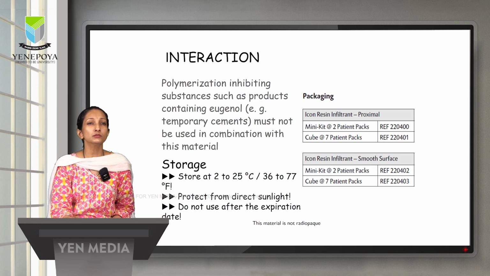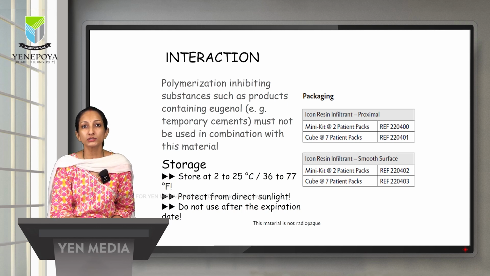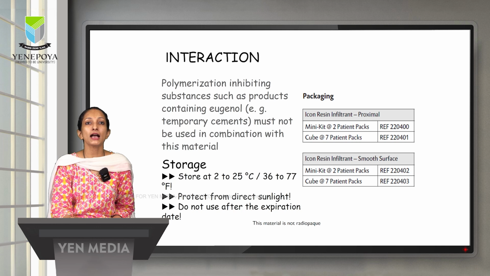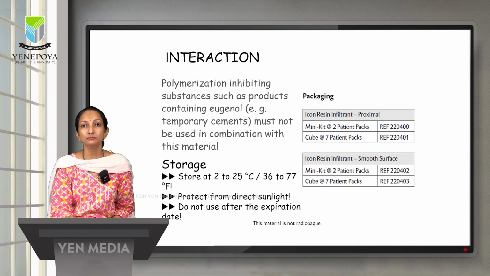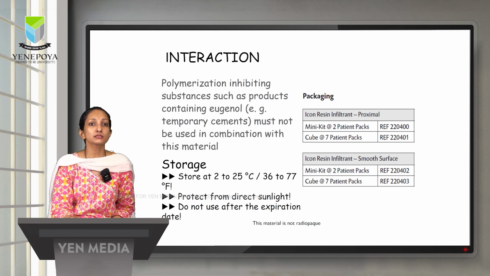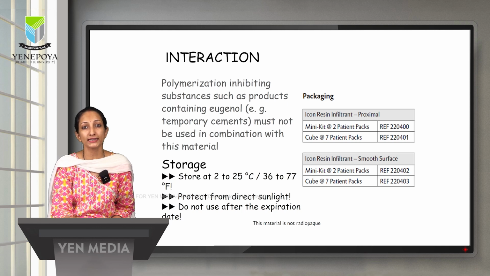Certain polymerization inhibiting substances, such as products containing eugenol, must not be used in combination with this material, as it can hamper the polymerization. Now storage is at 2 to 25 degrees Celsius, and protect from direct sunlight. Do not use after the expiration date.